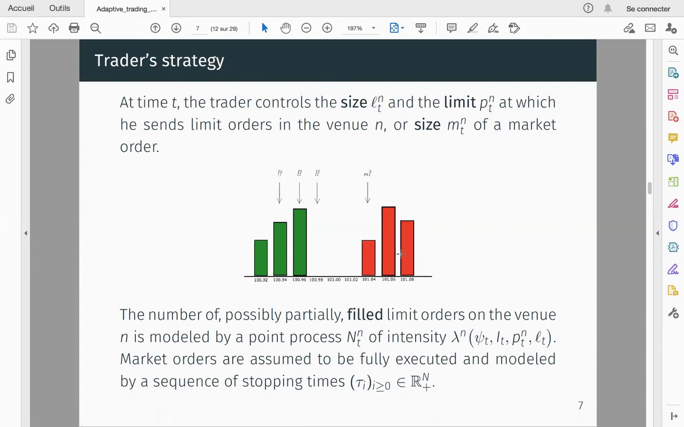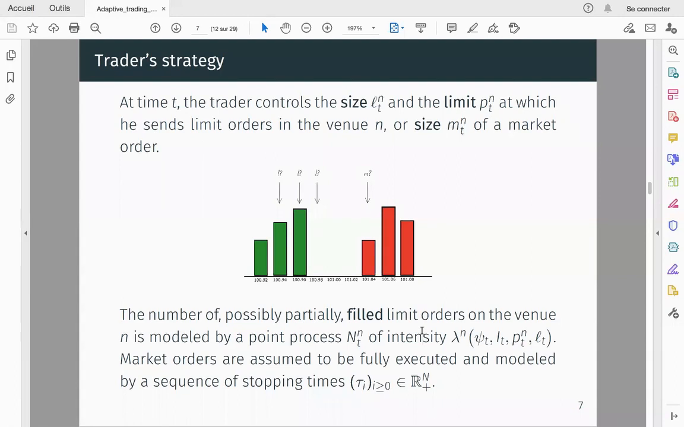The number of possibly partially filled limit orders on the venue N is modeled by a point process NTN, which has this intensity. What is important to bear in mind is that the probability of filling on the venue N is a function of all the spreads on the venues, all the imbalances, the chosen limit PN on the venue N, and the volume sent on all the platforms, which models the fact that there is a joint global liquidity on all the venues. For example, you cannot send a big limit order on one venue and expect that the liquidity will not be reduced on other platforms.